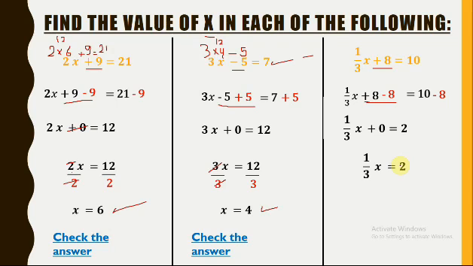Third x equals 2. Now to the division problem. Third x equals 2. What to do? Multiply 3 to the left and multiply 3 to the right. 3 and 3. We have only one x. 2 times 3 equals 6. Check your answers. Third times 6 plus 8. Third times 6 or 6 divided by 3 equals 2 plus 8 equals 10. Then x equals 6 is the right answer.